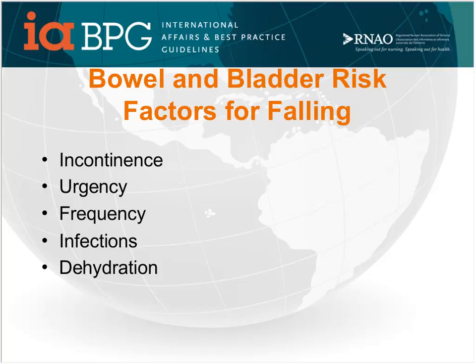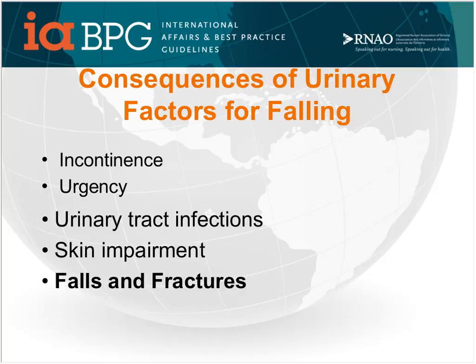So just a couple of notes. Bowel and bladder risk factors for falling. Incontinence and urgency can lead to residents rushing to the bathroom, as well as more frequent trips to the bathroom. This can also lead to urine getting on the floor and therefore presenting a slip hazard. Dehydration and infections can lead to a weakened condition for the resident, which can also contribute to poor balance and impaired decision making. So here you'll see some of the factors for bowel and bladder risk.